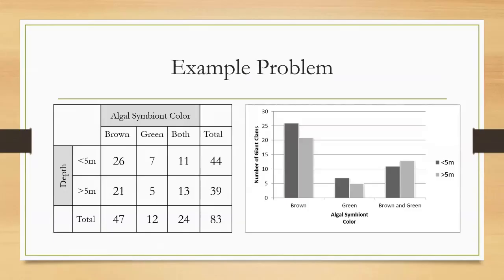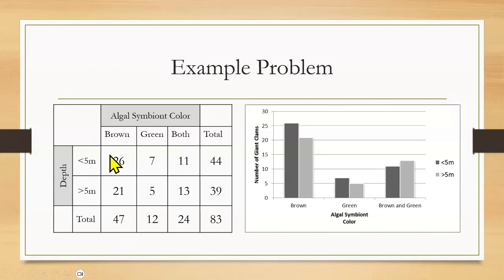So here is our data table. We're curious about what the effect of depth is, so it's acting like our independent variable. And we've just separated into shallow, less than 5 meters, versus deep, greater than 5 meters. And some poor scientists had to go around snorkeling in these beautiful tropical waters and counting up the giant clams that they found and what color symbionts they had. And so we've got our data here.